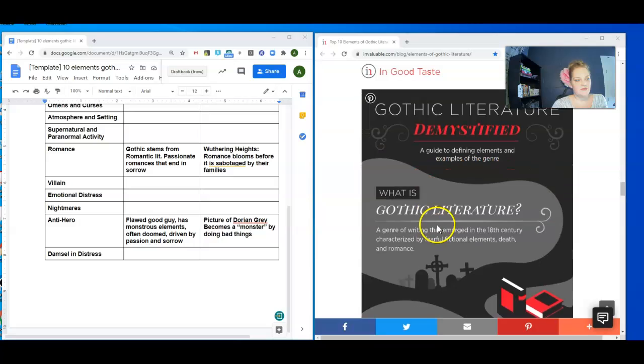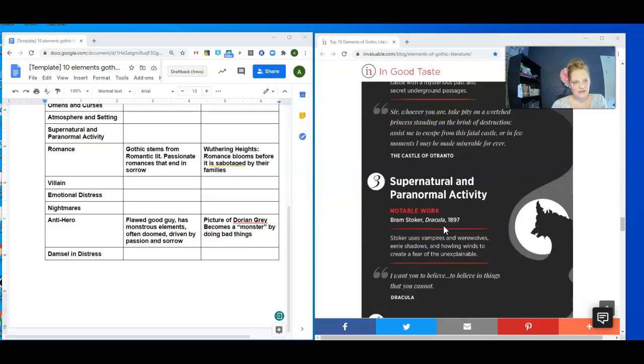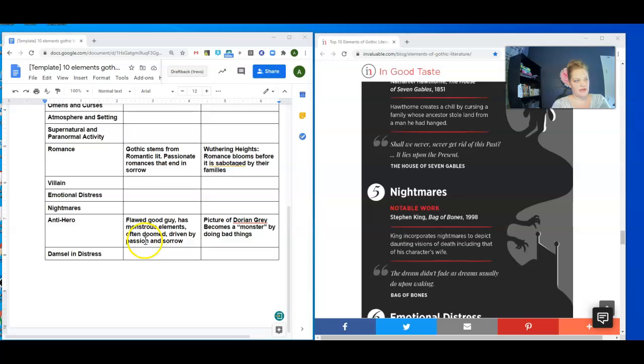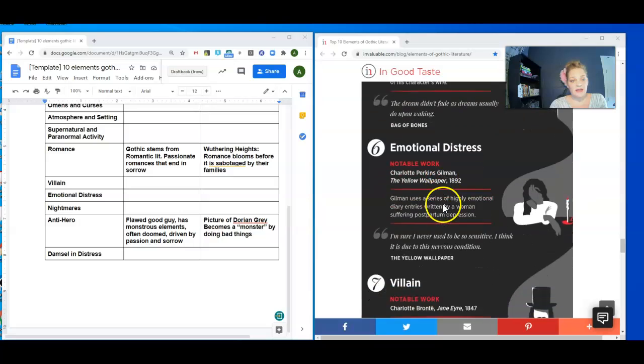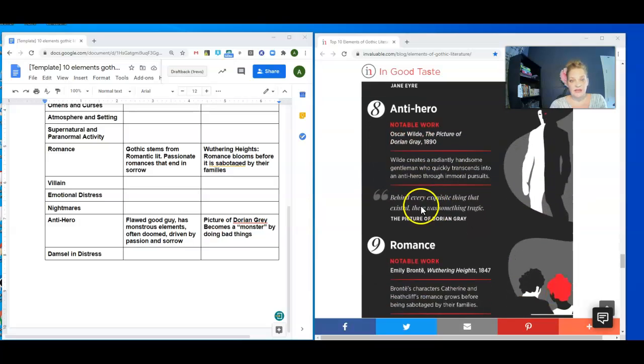So for the example that this one gives for anti-hero, we go back down to here, where I put flawed good guy. I could have put flawed protagonist, which is what it says, but if I go back to my notes and don't remember what protagonist means, then I'm going to say flawed good guy has monstrous elements, often doomed, driven by passion and sorrow. I just took those main ideas from that description and put them in there in my own words. Picture of Dorian Gray is the example for the anti-hero they give. In that story, Wilde creates a radiantly handsome gentleman who quickly transcends into anti-hero through his immoral pursuits.